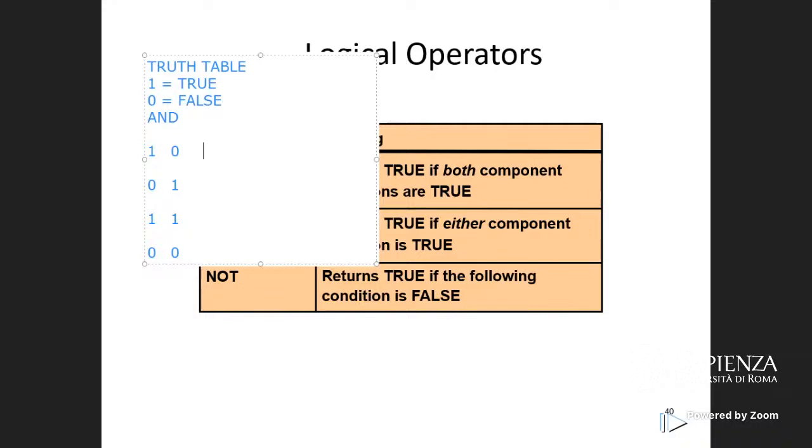Did you understand everything I've said just now, or should I go back? Okay. So this is a truth table, and a truth table evaluates conditions based on an operator that is in between them. This AND is an operator. Now, the AND operator returns true if both components are true.